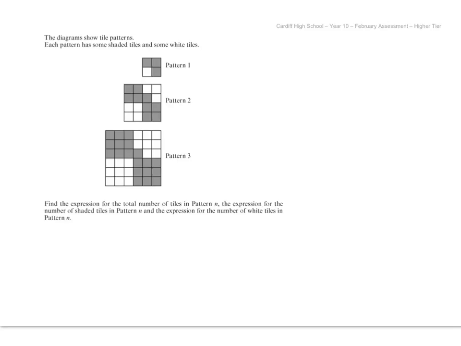Because we know what the area of a square is, it's going to be base times height, and as it's a square they're both the same, the total tiles will just be 2n times 2n. And simplifying that gives us 4n squared.